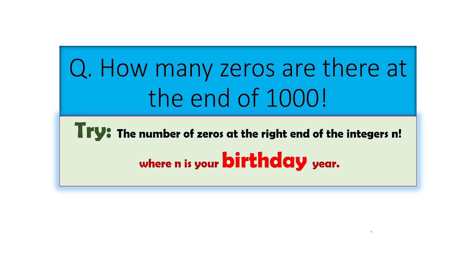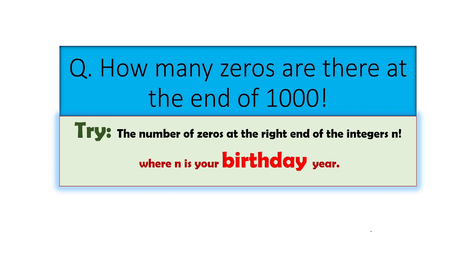Here we have chosen one important problem. The problem is how many zeros are there at the end of 1000 factorial. This problem is important in Olympiad examinations as well as CSIR NET, and it is one of the best problems in number theory.